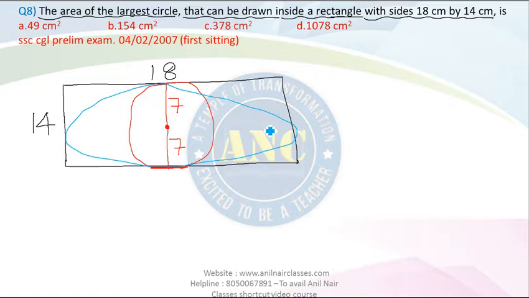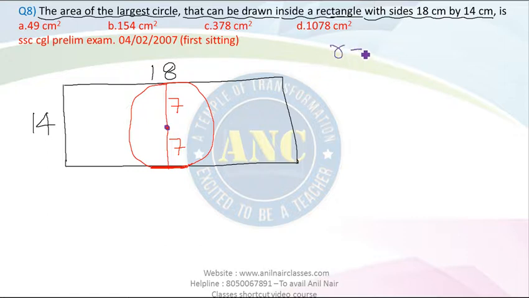But thinking logically, sir, this is not a circle. It's an ellipse. It cannot be a circle. So you cannot draw a circle like that, keeping the largest side as your diameter. That means the diameter of the circle happens to be 14 only, and the radius maximum happens to be 7 itself.